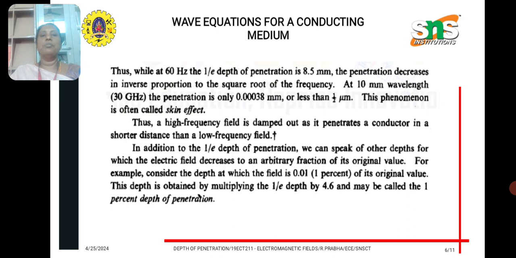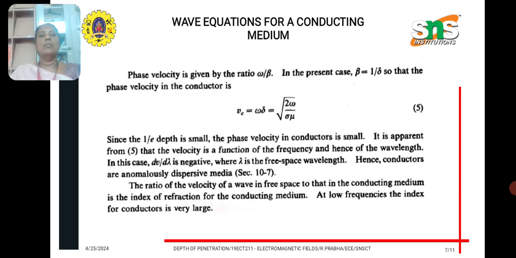there are other depths for which the electric field decreases to an arbitrary fraction of its original value. For example, consider the depth at which the field is 1% of its original value. This depth is obtained by multiplying 1 by e depth by 4.6 and may be called 1% depth of penetration. So phase velocity is given by the ratio omega by beta, that is angular frequency by the phase constant, and beta is equal to 1 by delta.